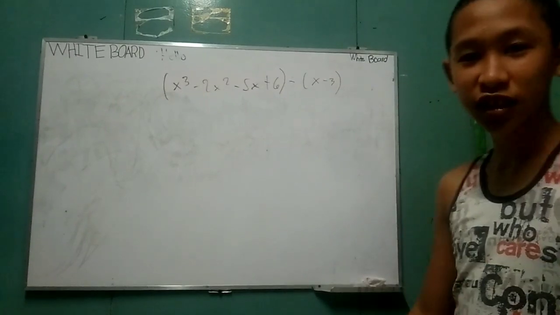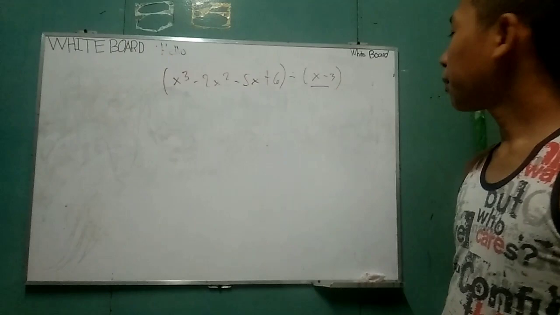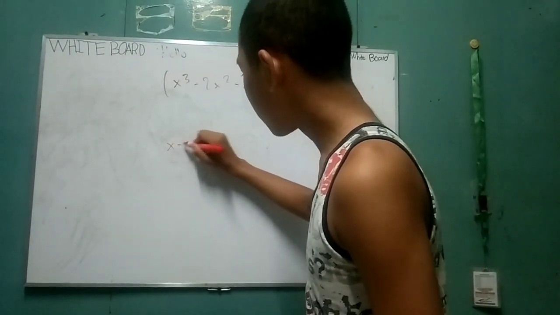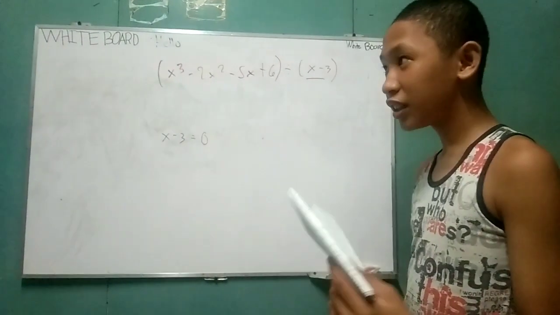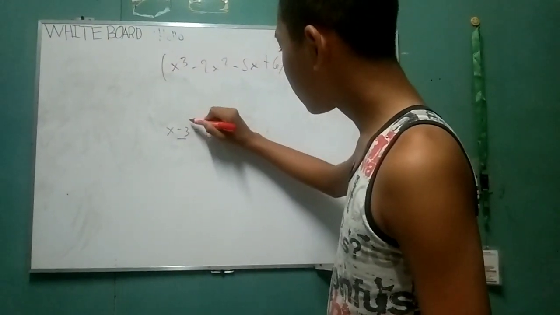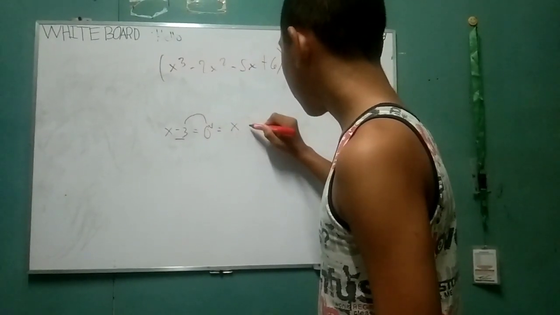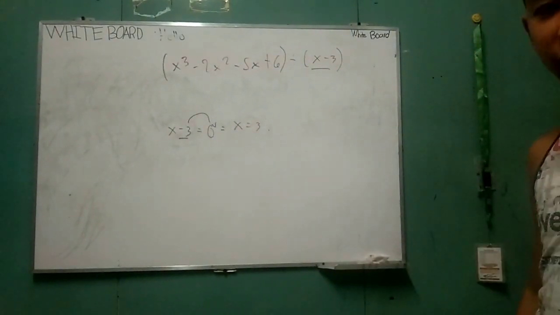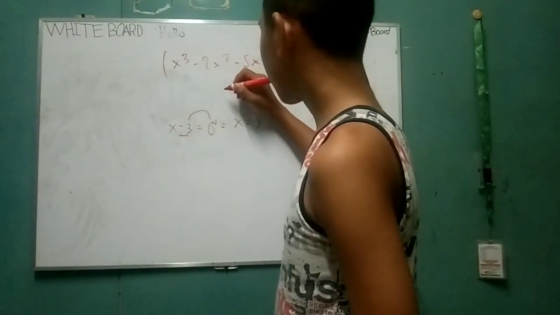So, in order to answer this, we first have to get the opposite of x minus 3. x minus 3, we set equal to 0 because we need to transpose the terms. So we get negative 3, transpose it to the other side, and it becomes x equals 3. Now, we can factor our function.